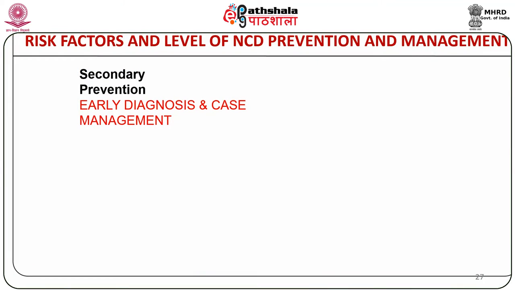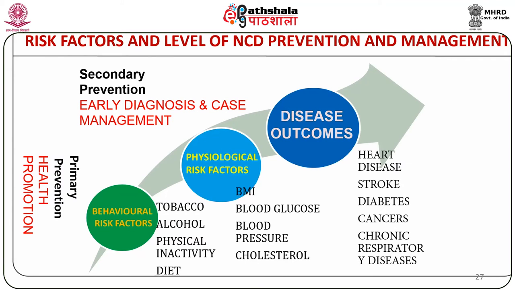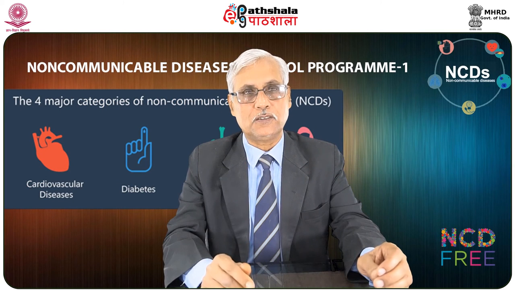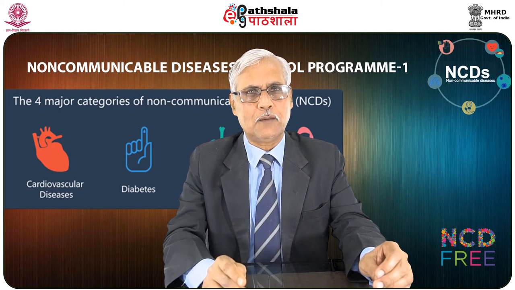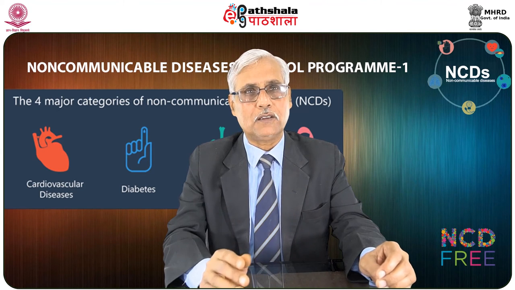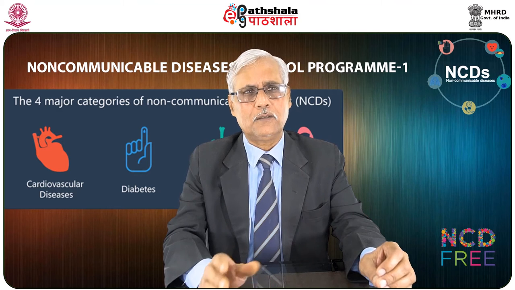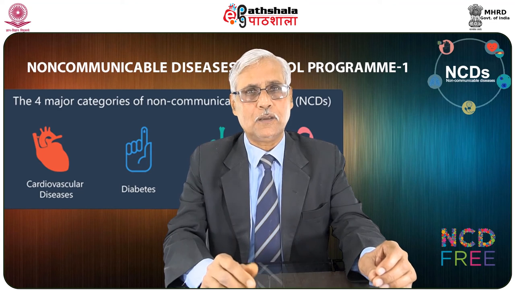Risk factors and levels of NCD prevention and management. At the level of secondary prevention, we talk of early diagnosis and case management. In primary prevention, we emphasize health promotion, and that is on behavioral risk factors. Behavioral risk factors are tobacco consumption, alcohol consumption, physical inactivity, diet, particularly consumption of fast foods and so on. Then a number of physiological risk factors are there, like BMI, blood glucose, blood pressure, cholesterol, and they come at an intermediate level, and at primary level and secondary level both, we can institute early diagnosis and case management approach.